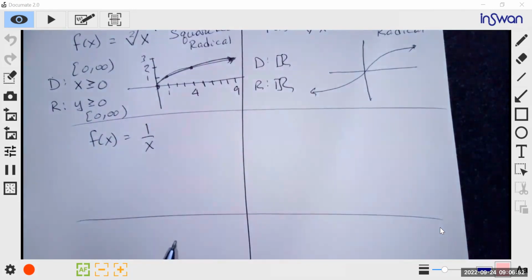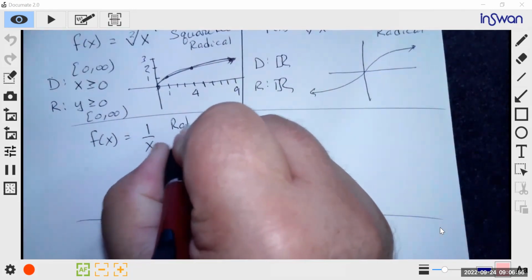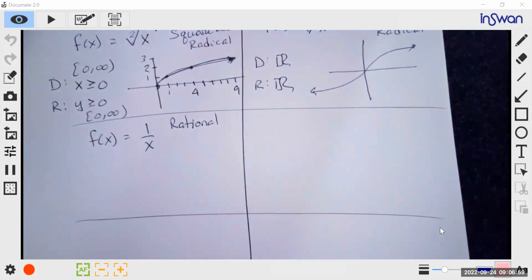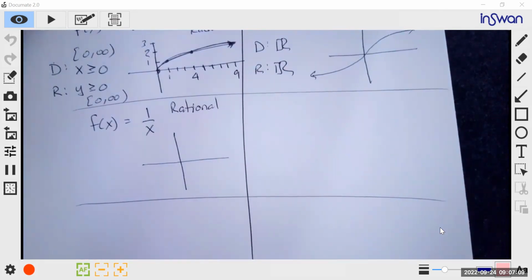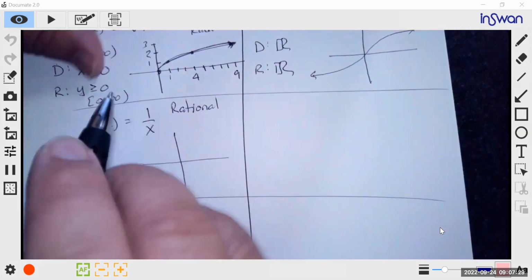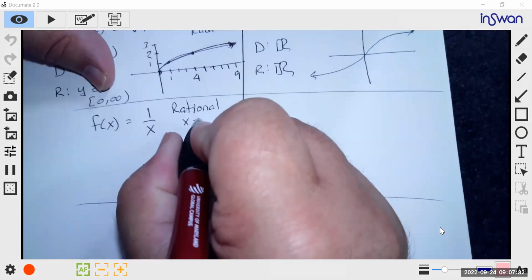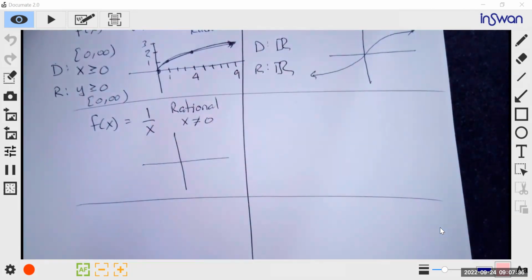1 over x. It's called a rational equation. Now, do we have any restrictions on x here? Can x be negative? One over negative one is negative one. So the bottom can be negative. Can it be zero? No. So we cannot use zero. So x in this case cannot equal zero. Anytime you have x on the bottom, you have a restriction because the bottom can never equal zero.